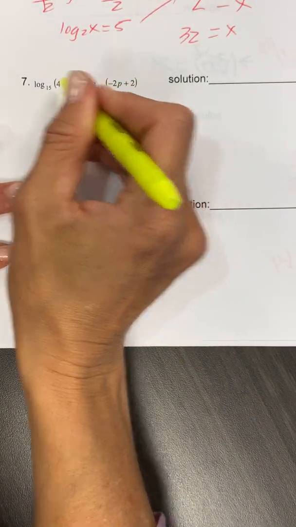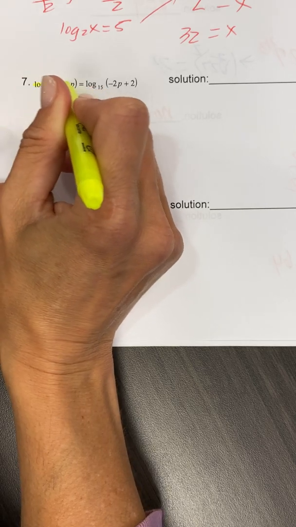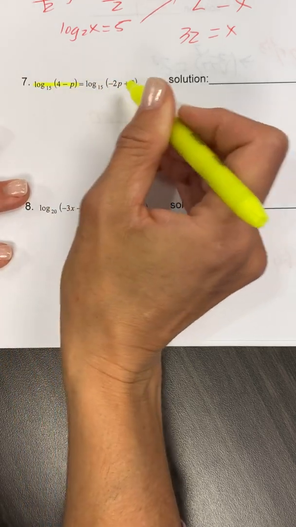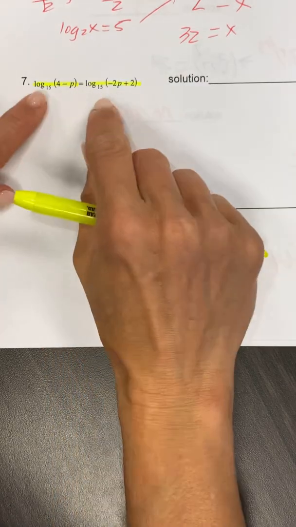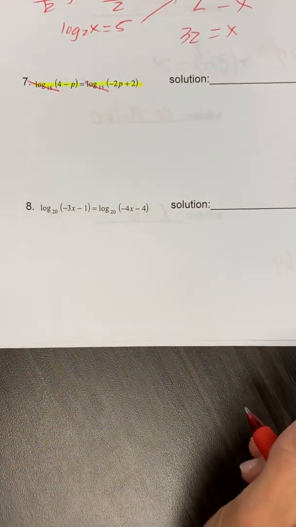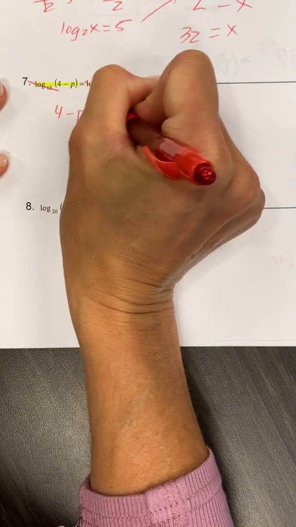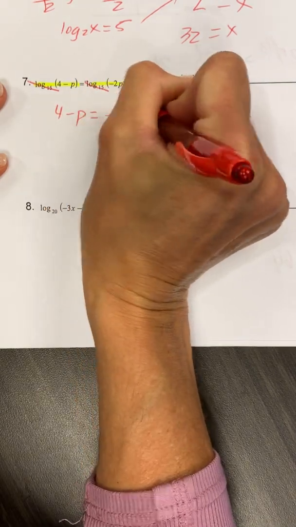Okay. The only thing I have on this side of the equal sign is a log expression. And the only thing I have on this side of the equal sign is a log expression. And they're both the same. So I can drop those and just solve this nice little equation. 4 minus p equals negative 2p plus 2.